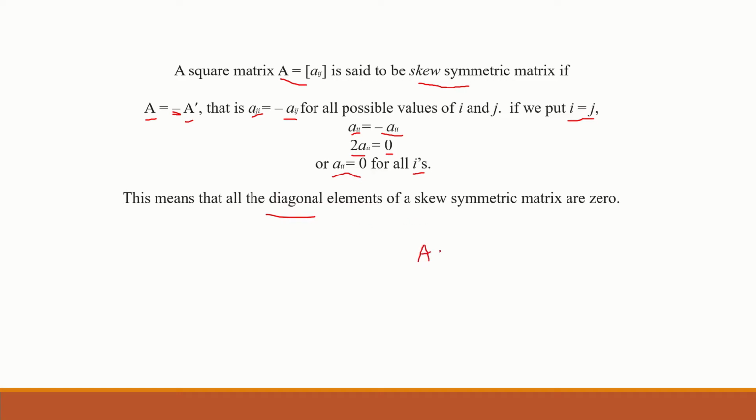So if we take a transpose of A and the transpose becomes a negative of A, that means it is a skew symmetric matrix, and in a skew symmetric matrix all the diagonal elements are 0. So let us take an example here.